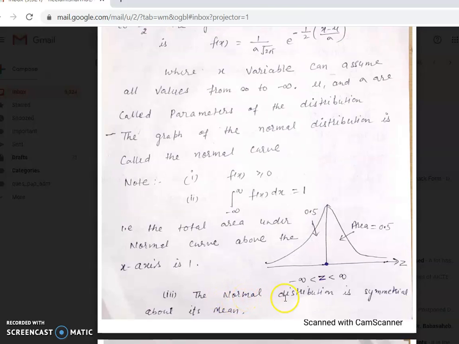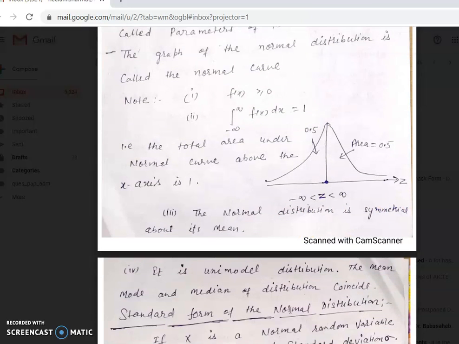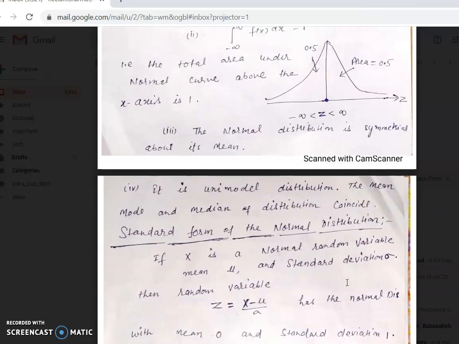And third, the normal distribution is a symmetrical curve about its mean. And the fourth property is that it is a unimodal distribution. The mean, mode and median of the distribution coincide.